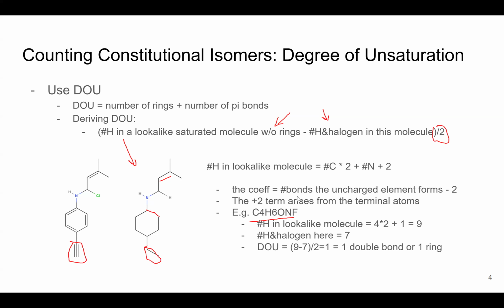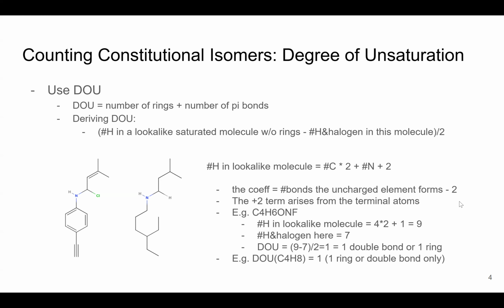Okay, let's move on to, oh, okay. So let me just explain the case from just now, the C4H8 case. In this case, the degree of unsaturation is 1, so you can have only one ring or one double bond. So you can't draw a case with both a ring and a double bond, because that will give rise to 2 degrees of unsaturation, which your formula doesn't allow.